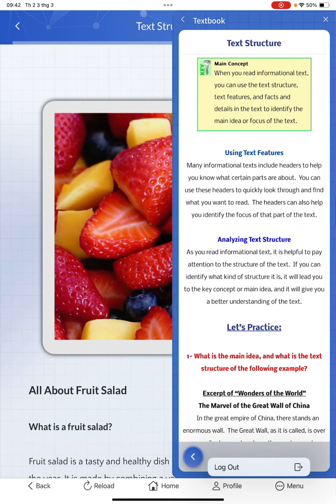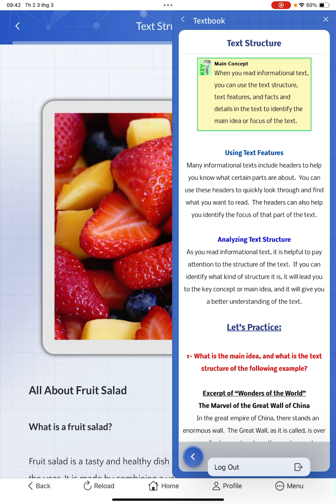Let's talk about using text structure. When you read an informational text, you can use the text structure, text features, and facts and details in the text to identify the main idea or focus of the text. One way is to use text features.